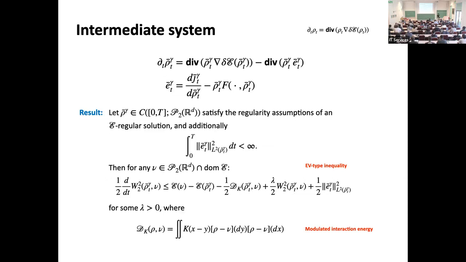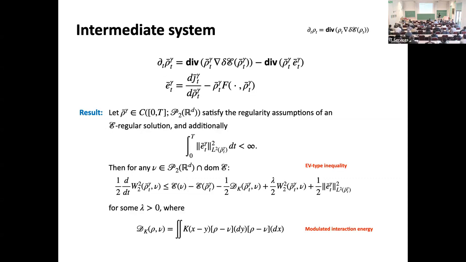And there's this very nice calculus you can do if you take this Wasserstein distance and try to do some calculus with it. What we'll end up with is this inequality. And this is very familiar to maybe people who work in gradient flows a lot, especially gradient flows in metric spaces or in Wasserstein spaces. You see that if you take the time derivative of the Wasserstein distance squared between rho bar gamma, which is a solution of this intermediate system, and any arbitrary measure nu, you can bound this from above by the differences of the energies. So energy at nu minus energy at rho bar minus this thing that we call the modulated interaction energy. Where does this come from?